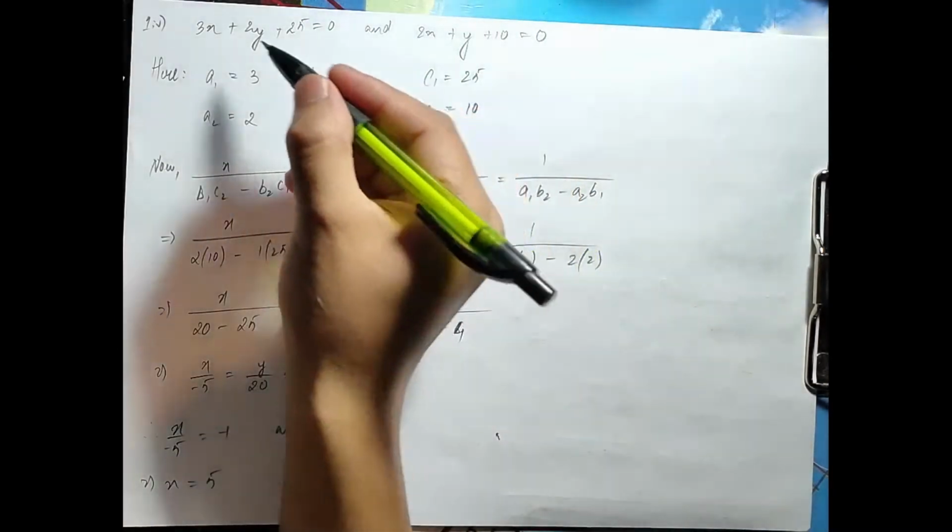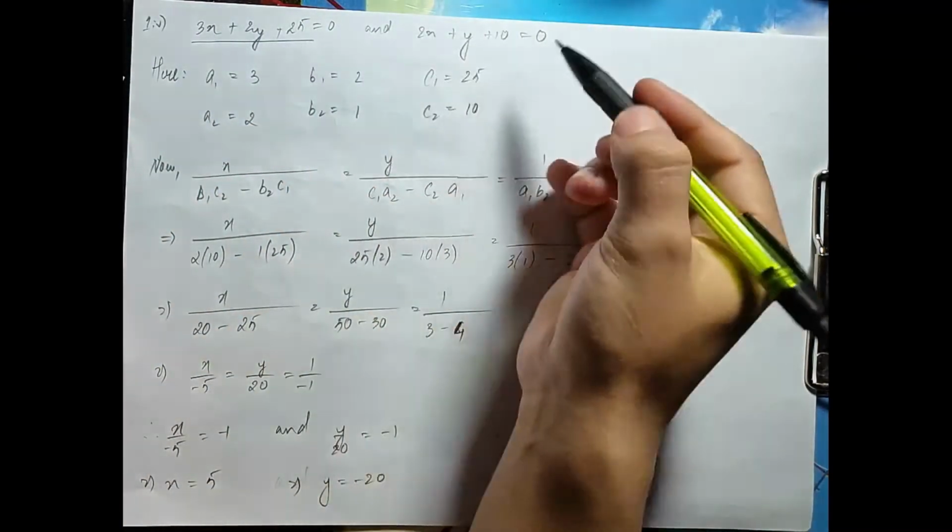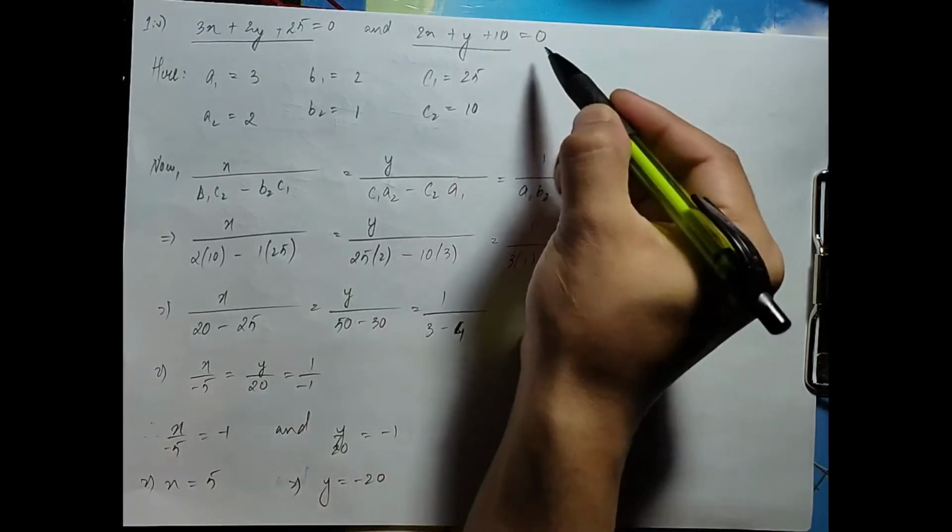Let us do one more question, a very simple one. So 3x + 2y - 25 = 0, 2x + y + 10 = 0.